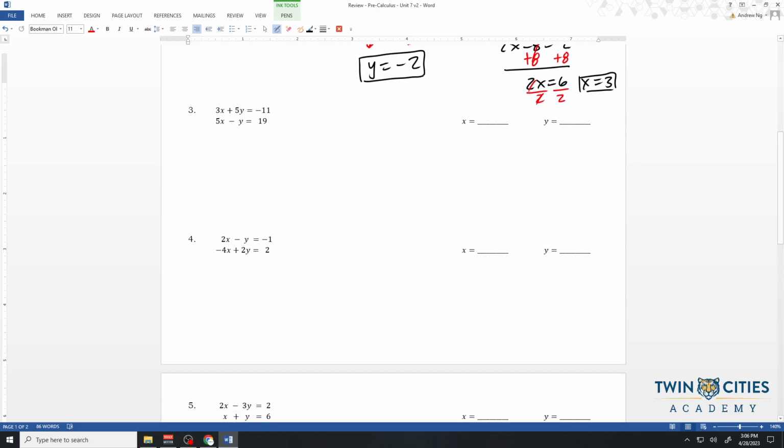All right, let's move to number 3. For number 3, I've got 3x plus 5y equals negative 11, and 5x minus y equals 19. So here, whenever I see a variable with a single x or a single y, or in this case, negative 1y, I really like that because I can just multiply by whatever the coefficient on that variable is for the other equation. In this case, I'm going to keep A the same, but multiply B by 5.